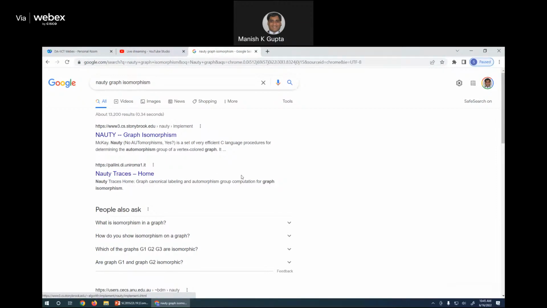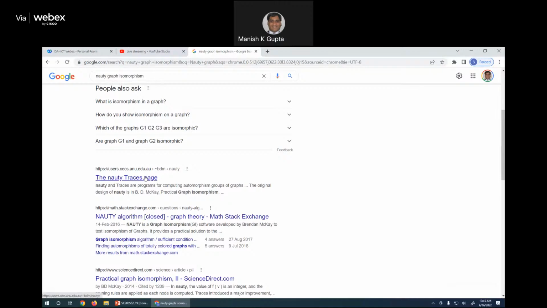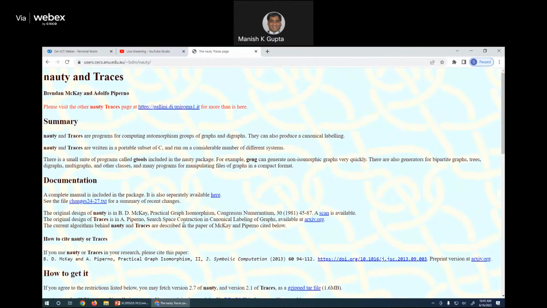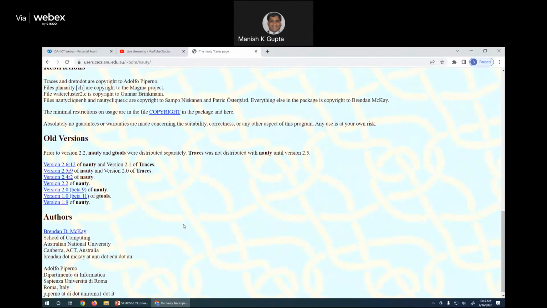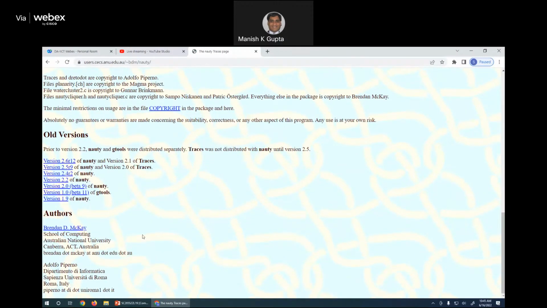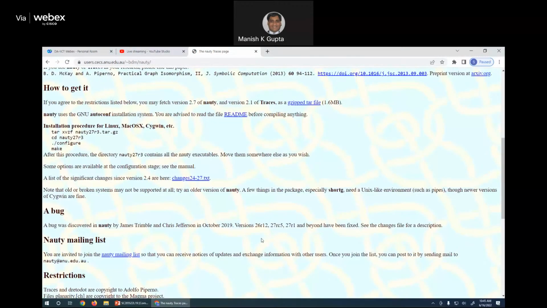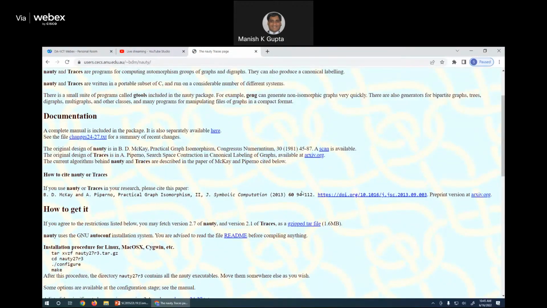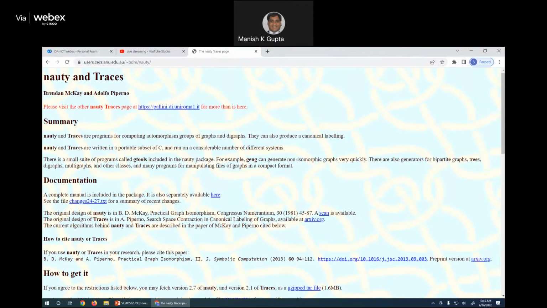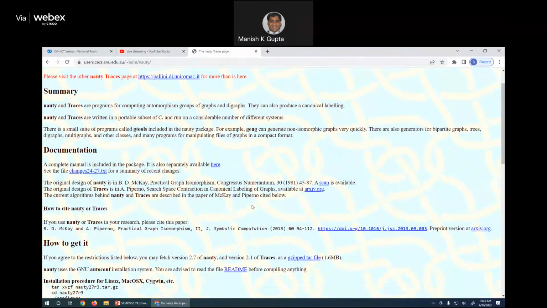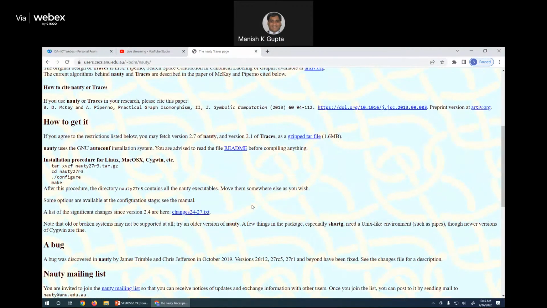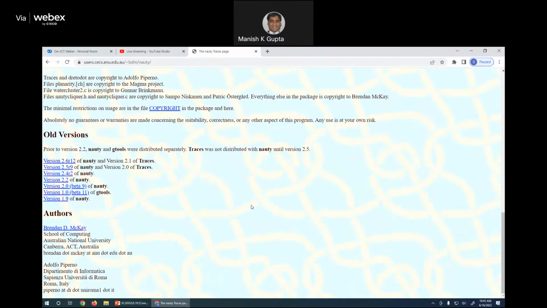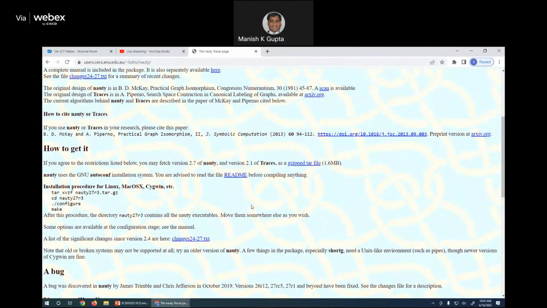I think this is the Nauty and Traces page. So you can see that certain data is available. Brendan McKay has done a lot of work. Somewhere data might be available too. There is a complete manual on how to use it. So I invite you to look at this page and the program and see if you can classify. You can look at the data. I think somewhere the data was given.